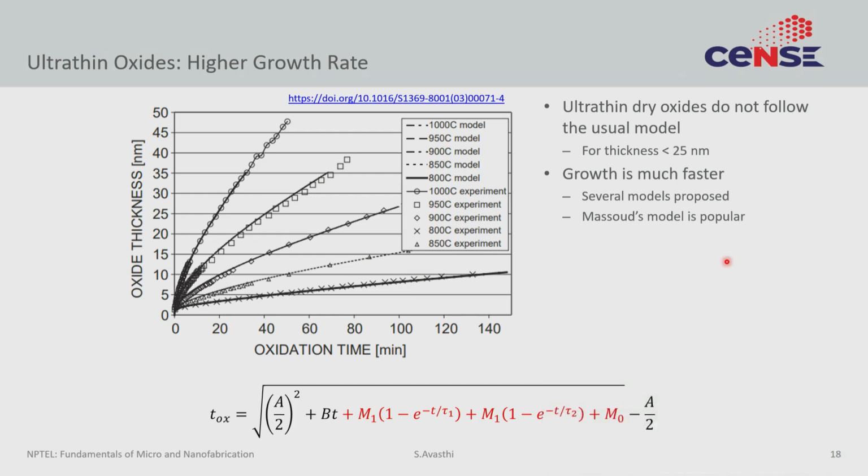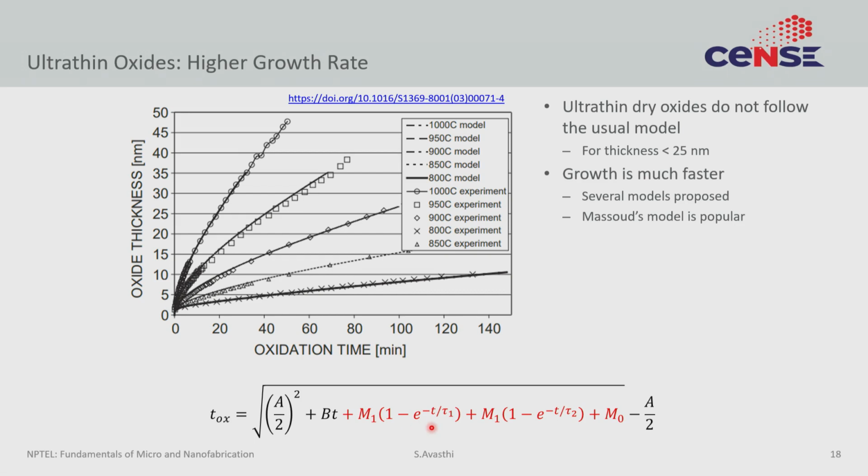Once again, I do not expect you to remember these formulas or memorize them. However, the point here is to sensitize you that there is a problem. If you are trying to grow ultra thin oxides, you have to be a little more careful in using the Deal-Grove model. The second thing to sensitize you is that the temperature dependence is very strong.